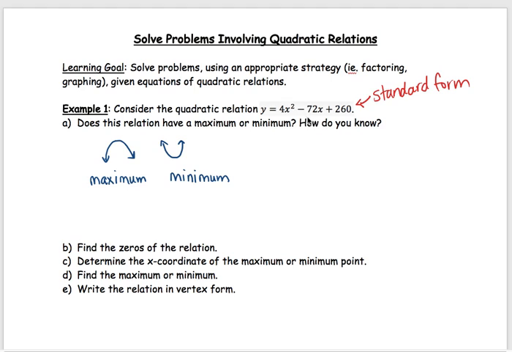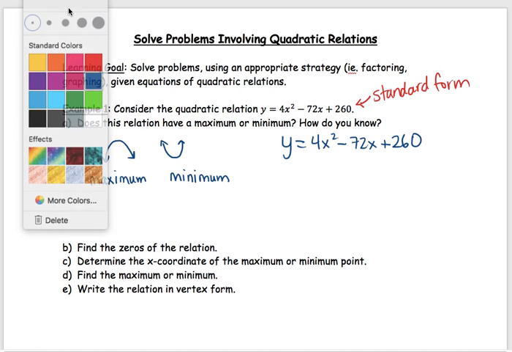So we're trying to figure out with this first example, does it have a max or a min, and how do we know? Even though we didn't graph it, is there a way to predict which way it opens? If you're trying to brainstorm and remember, it has something to do with this first number here.